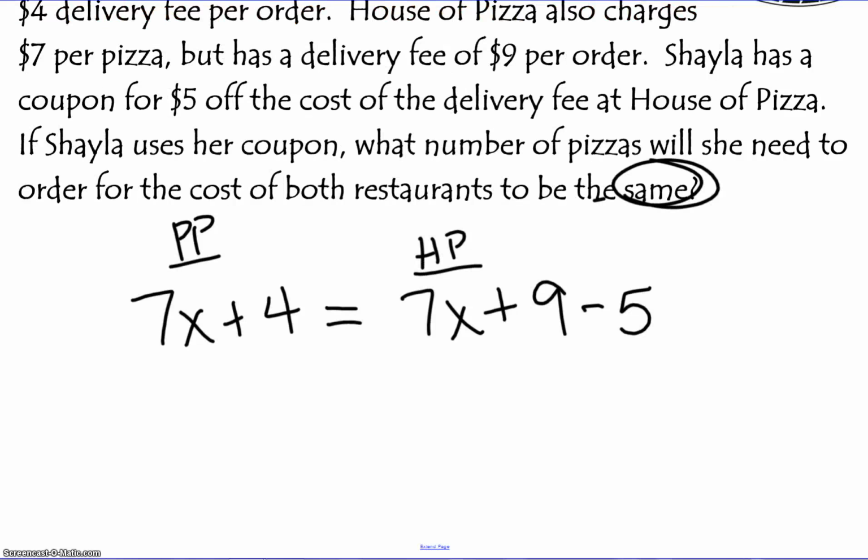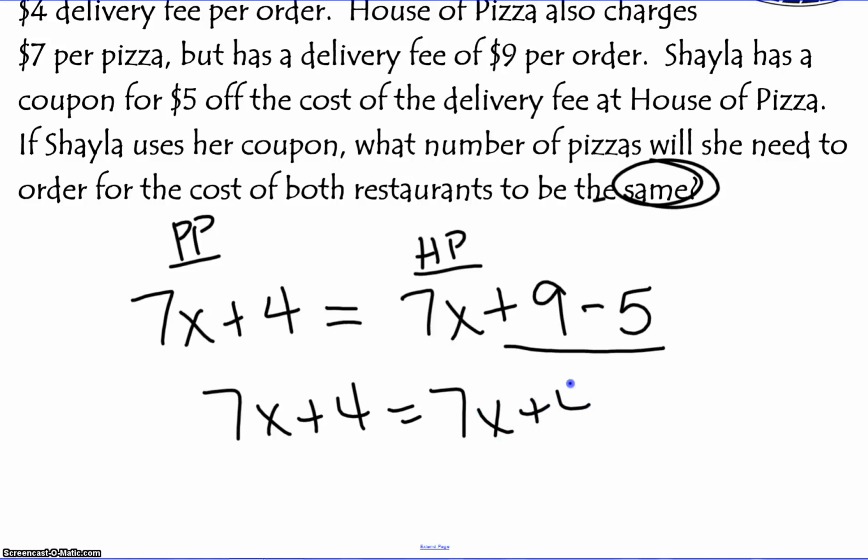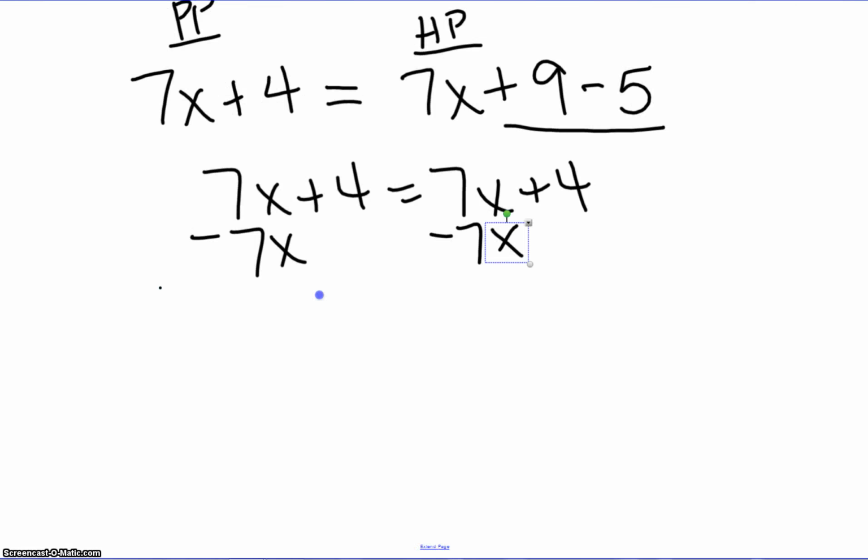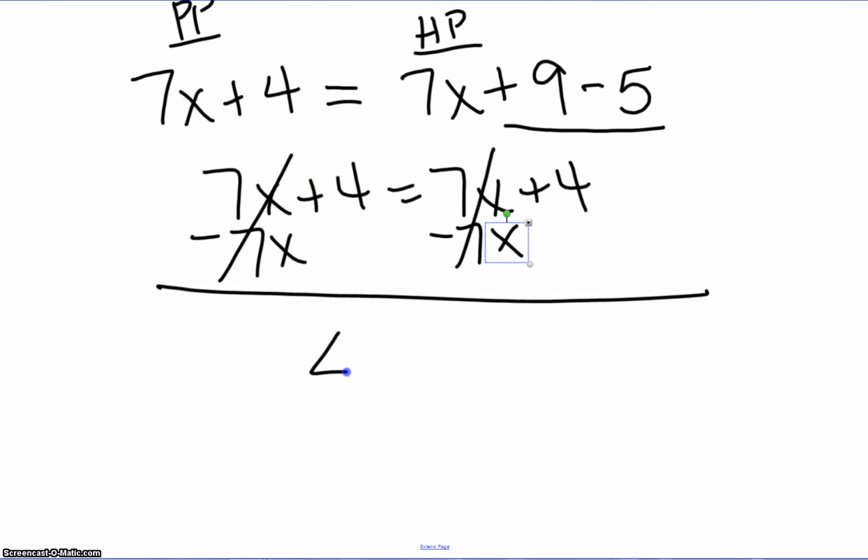Well, now we can solve. But before I can solve, I can go ahead and combine that. So I have 7x plus 4 equals 7x plus 4. Remember, we want variables all on the same side, so minus 7x, minus 7x. Those cancel and those cancel, so you're left with 4 equals 4.